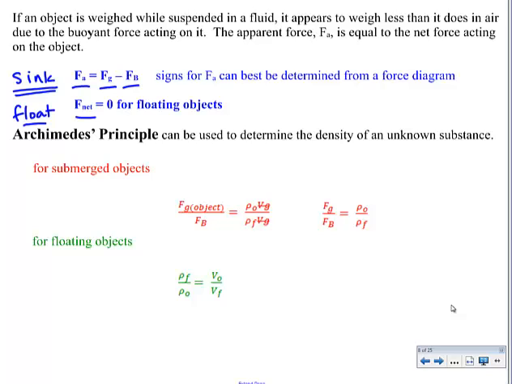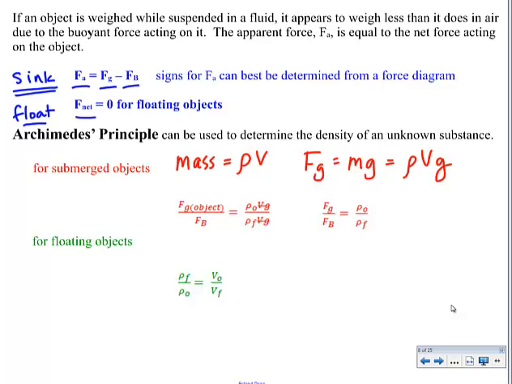We can combine all of these ideas of density and buoyancy together to determine the densities of unknown substances. And before we look at these formulas, it's important that we remind ourselves of something. It's important to remember that mass is equal to density times volume. And if I want to change mass to weight, then I would simply take density times volume and multiply that times g as well.